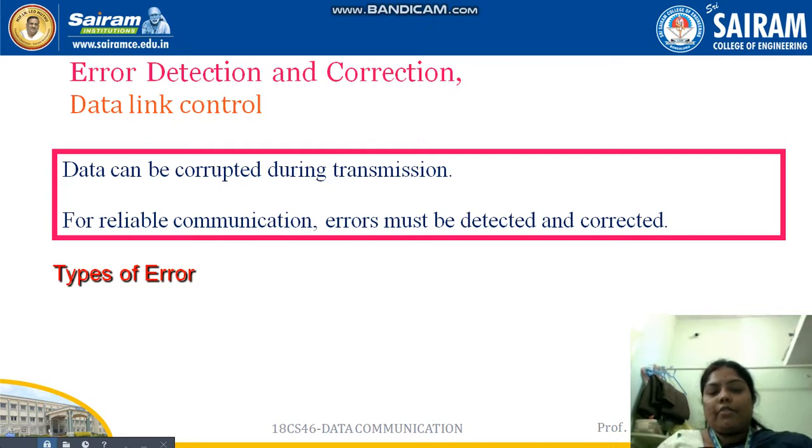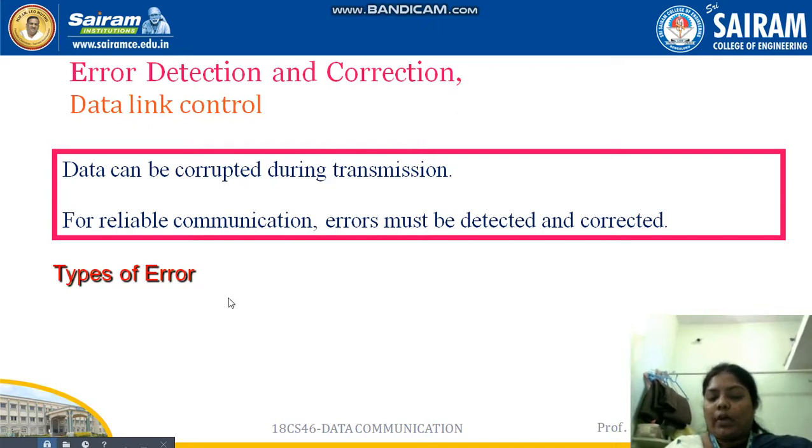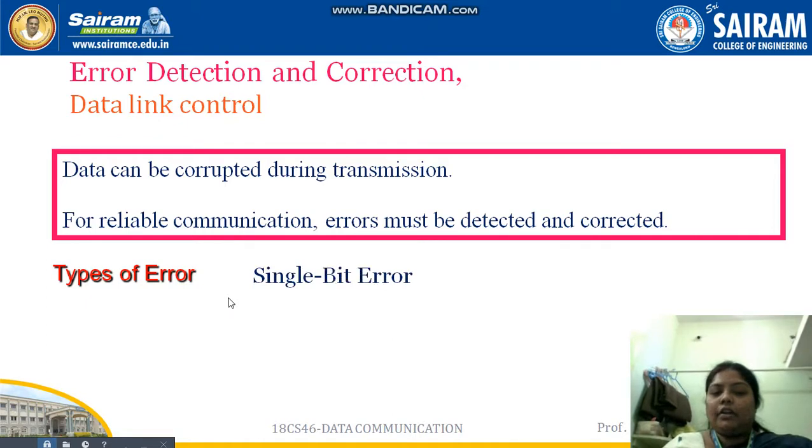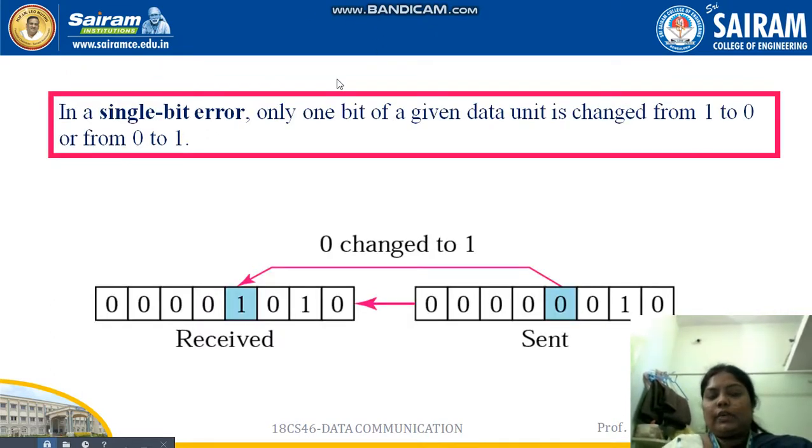And then we have two types of errors. The first is the single bit error, and the second one is the burst error. We have two types: one is the single bit error and another one is the burst error.